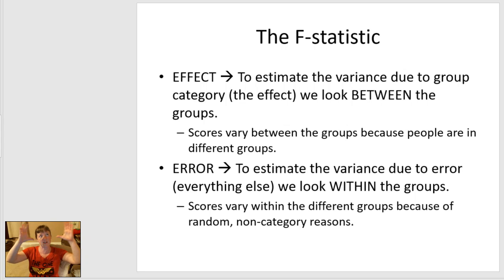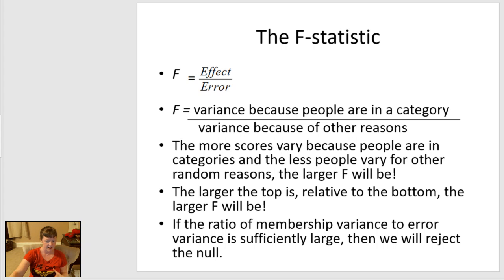And we're going to put the effect variance on top, and we're going to put error variance on the bottom to get our F statistic. And so our F is going to be a variance because people are in a particular category, variability in study times because people were either freshmen, sophomores, juniors, and seniors. And then we're going to compare that to the variance for other reasons. Call that error variance. Not because anyone did anything wrong, but it gets shoved into that bottom part of the fraction, and we call it error variance.